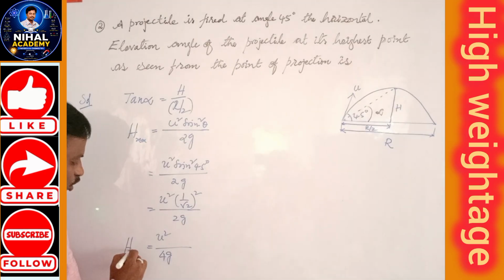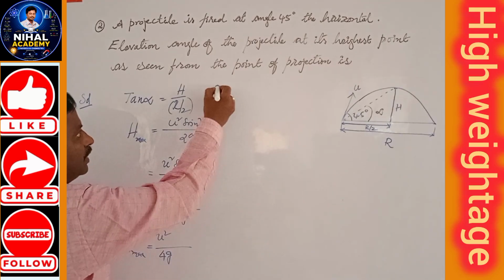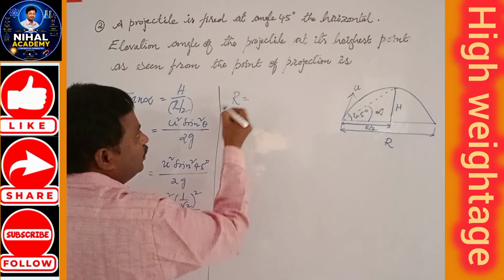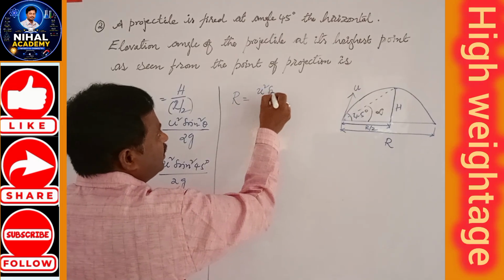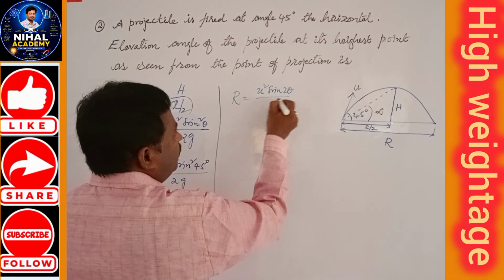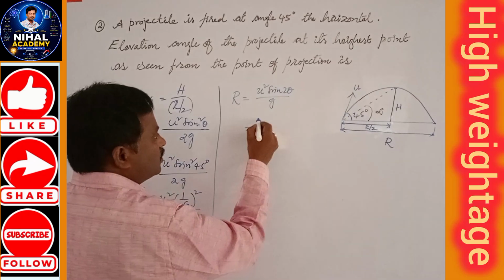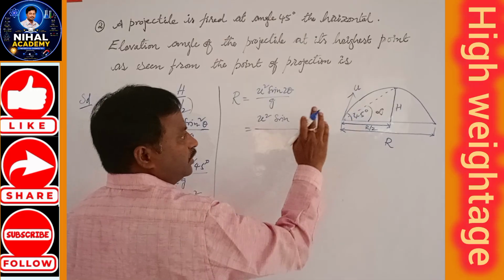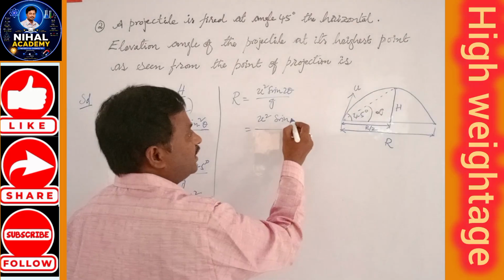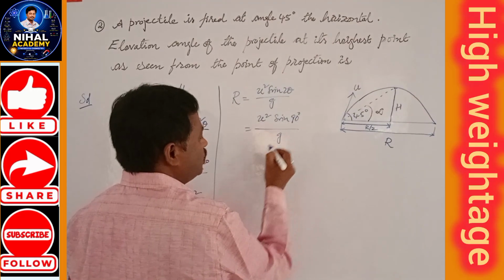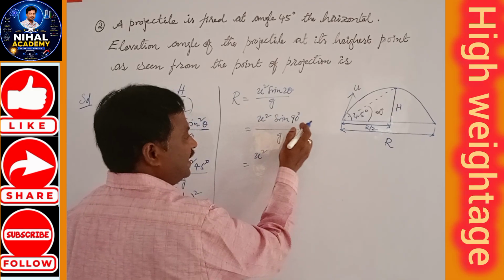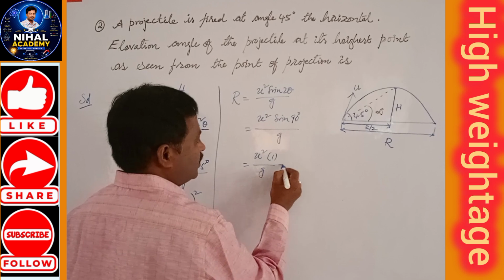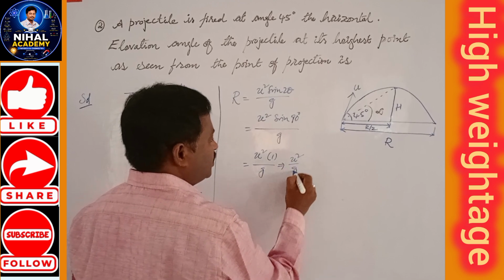So what is it? H maximum. Now we will calculate the range R, which is equal to u square sine 2 theta by g. Theta is equal to 45, so 2 theta is 2 into 45, 90. So u square sine 90 degrees by g. Sine 90 is 1, so u square into 1 by g. So this is equal to u square by g.